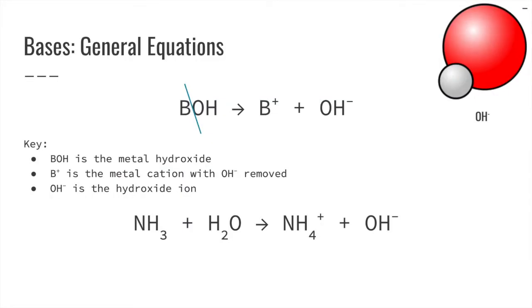Here we can review the two types of reactions that occur when a base is dissolved in water. For metal hydroxides, BOH dissociates into B+ and OH-, where BOH is the metal hydroxide base, B+ is the metal cation, and OH- is the hydroxide ion that all bases will produce in water. Also shown here is the equation for ammonia in water, which produces hydroxide ions by removing an H+ from H2O to make OH-. The equation is NH3 reacts with H2O to produce NH4+ and OH-.